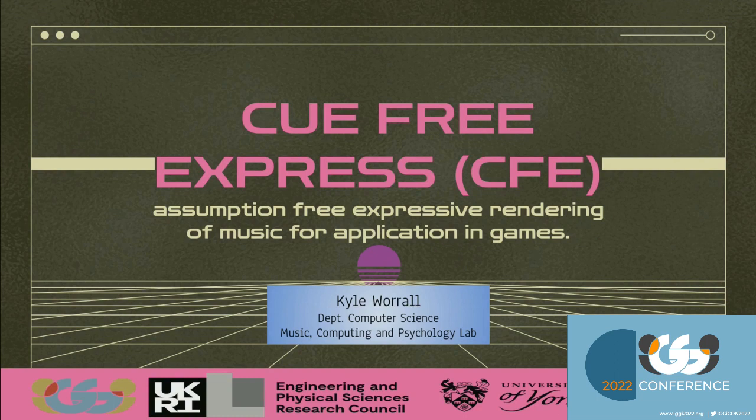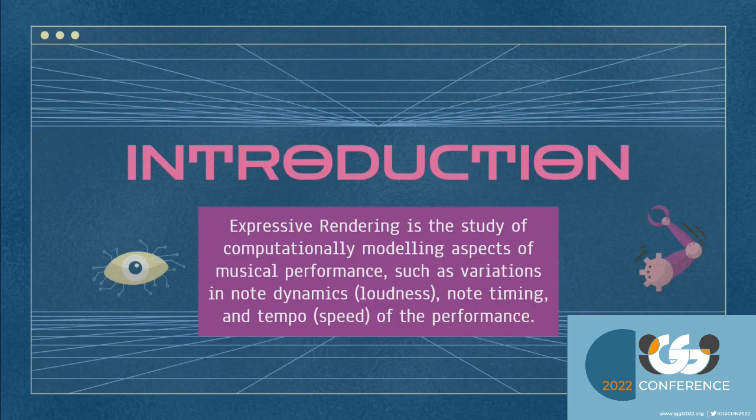But I'm Kyle, and I'm going to talk you through Q3 Express, which is an assumption-free model of expressive human performance modelling, basically. And you're probably thinking, what is expressive rendering? It is where we take performance data from humans, and we take input MIDI, which is a non-expressive type of data, and we teach an algorithm how to play like a human in hopes of increasing the expressive quality of music that's generative or not generative.